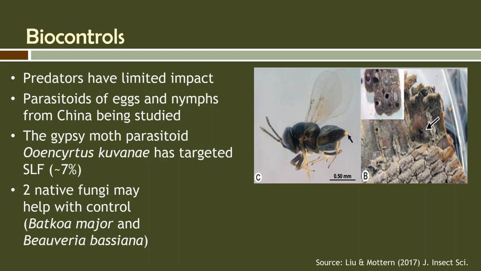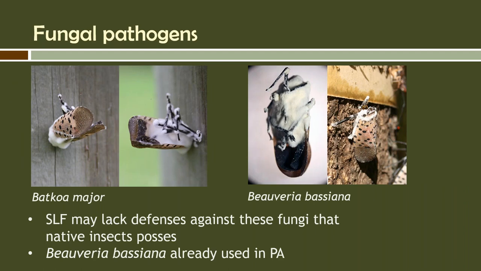Obviously, with a biocontrol, this has been studied with emerald ash borer, where they are looking into biocontrols. You want to make sure that you have something that only goes after the host species in question and won't target any other native insects. There's some evidence that the gypsy moth parasitoid that has been released targets lanternfly to a very small extent. And there are two native fungi, Beauveria bassiana and another, that do affect spotted lanternfly.